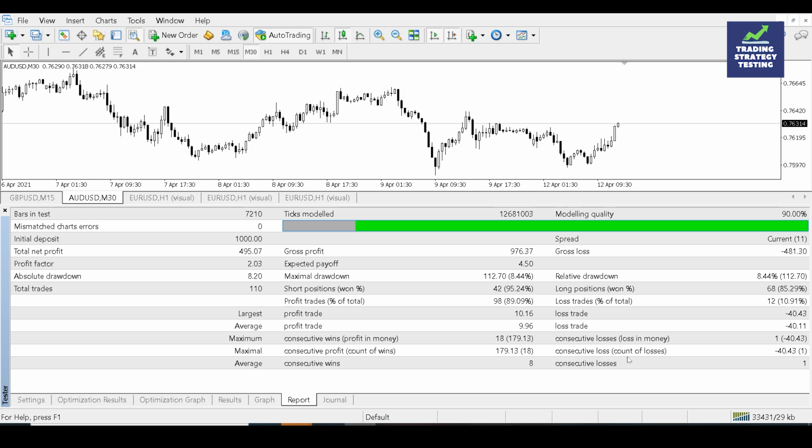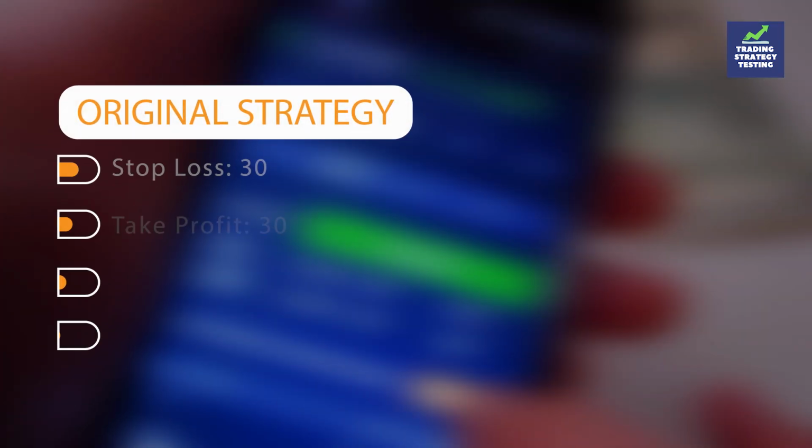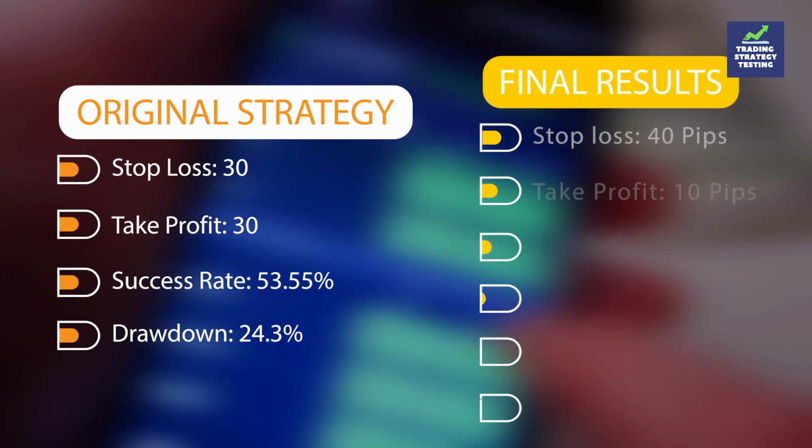Here is the summary of the strategy optimization process. We have managed to increase the success rate and reduce the drawdown of our trading strategy using 3 simple methods.